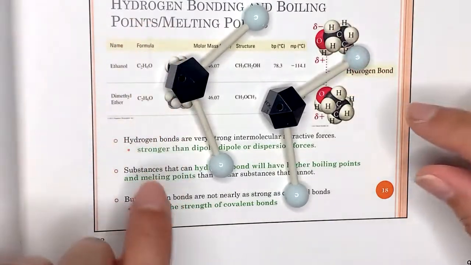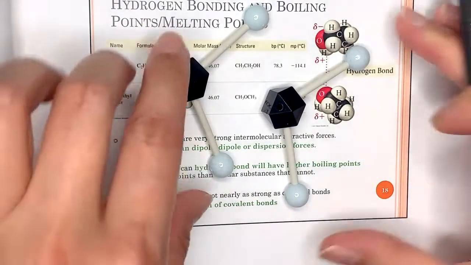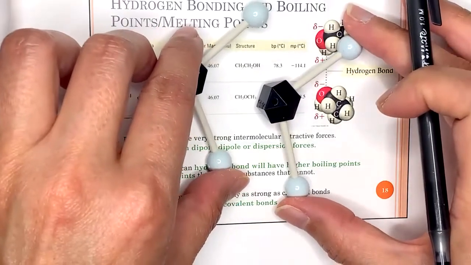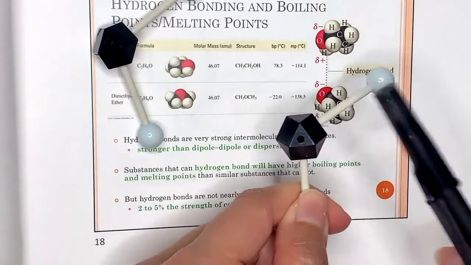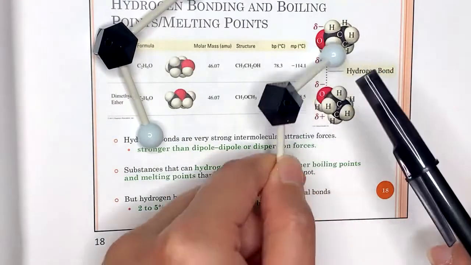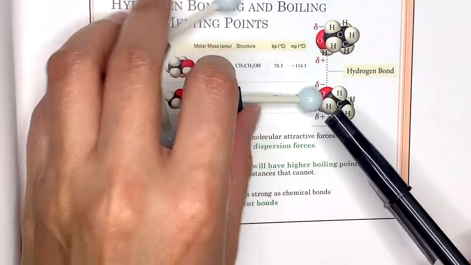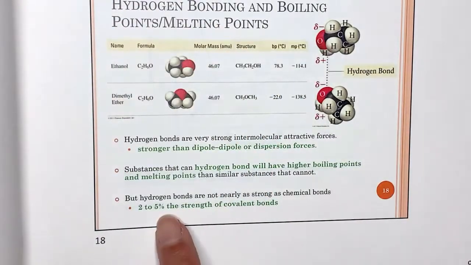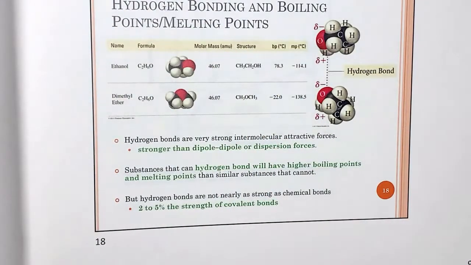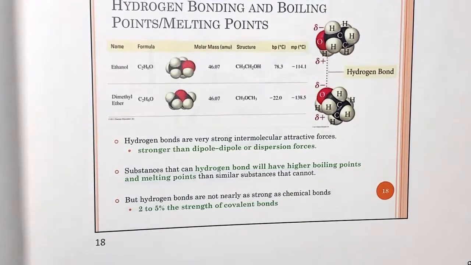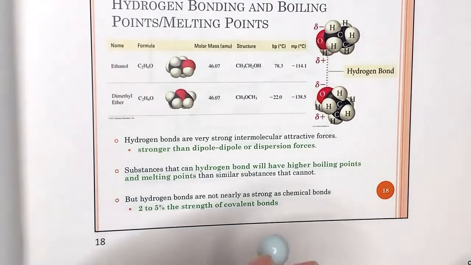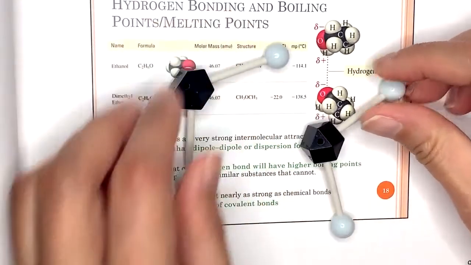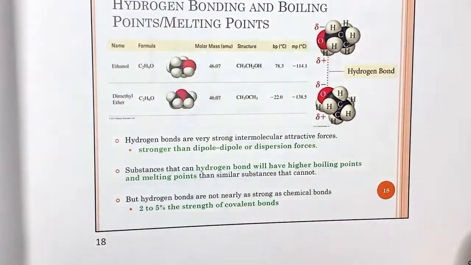We're saying this is hydrogen bonding, it's strong, and we can separate the molecules apart. But to actually break a covalent bond, it's nowhere near close in strength, because hydrogen bonding is only 2 to 5% of the strength of covalent bonds. So intermolecular forces are really weak compared to actual covalent bonding or ionic bonding. Just keep that in mind. So there's your water right there.